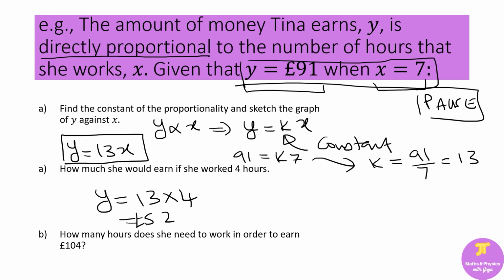How many hours does she need to work in order to earn 104? So y is 104 and k is 13, and we want to find x. From here you can find x by dividing 104 by 13, which is equal to 8 hours.